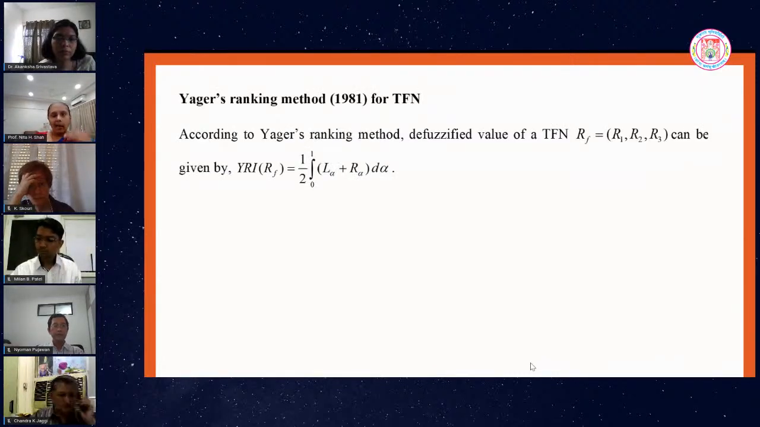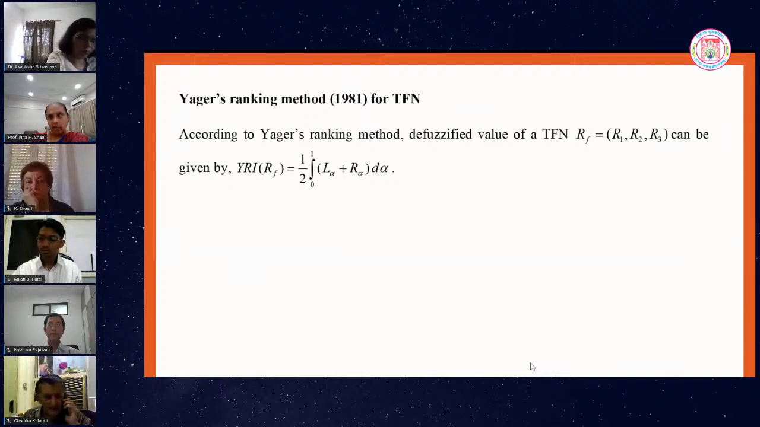Now, once I have converted the crisp model to fuzzy or cloud fuzzy and defuzzified it using any method, which I said in triangular fuzzy number using alpha cut. Next, we will use Jaeger's ranking method. It was given in 1981 for triangular fuzzy number. According to this method, the defuzzified value of a triangular fuzzy number F can be given by 1 by 2 integration 0 to 1 of the sum of left alpha cut plus right alpha cut with respect to alpha. And that will defuzzify the fuzzified function.